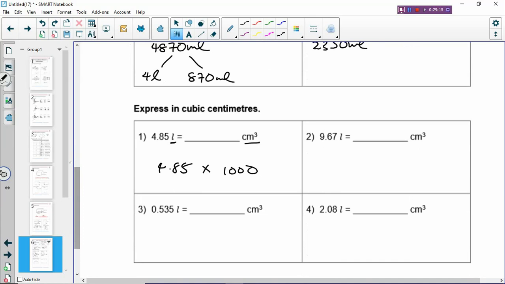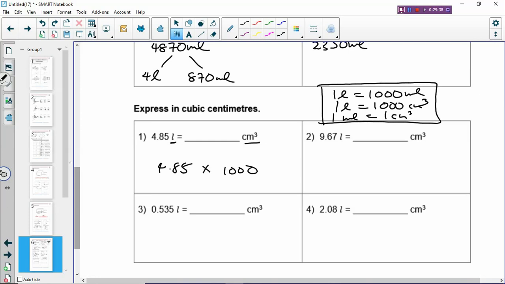Okay? Alright, so you have to remember all the important conversions. Like 1 liter, you have to remember is 1000 ml. Very important. You have to remember all this. And then 1 liter is also the same as 1000 cm cube. Alright, and 1 ml is also the same as 1 cm cube. So this is very important again. So you have to make sure you remember this.